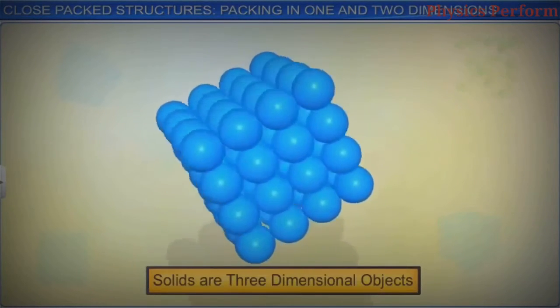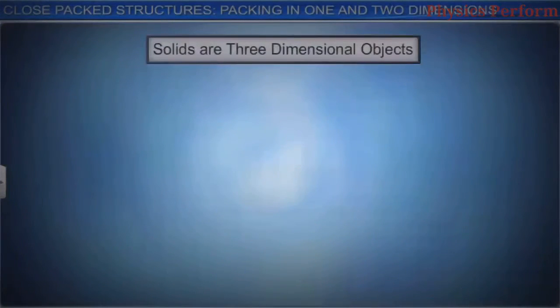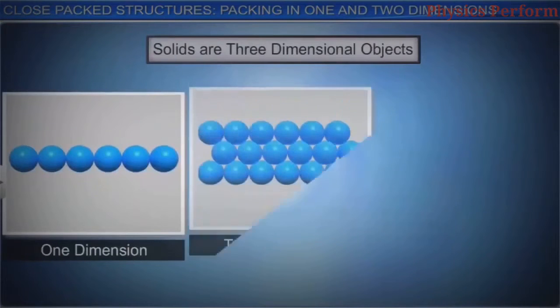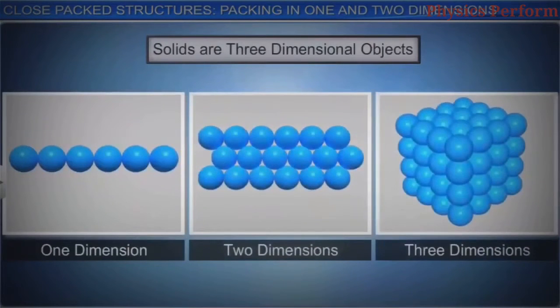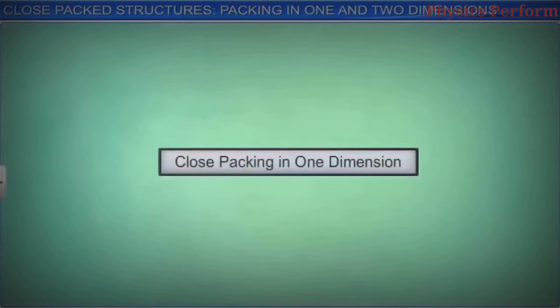Solids are 3-dimensional objects, and we will develop their structure in 3 steps. To understand how the constituent particles are packed, let us assume that these particles are hard spheres of identical size. First, let's look at close packing in 1 dimension.